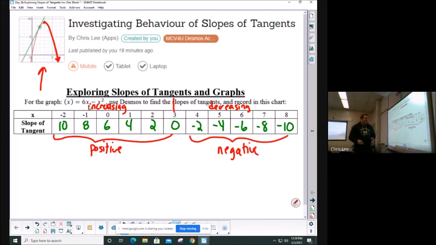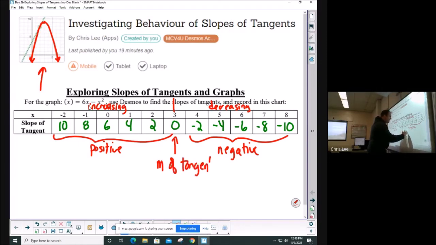And obviously between positive and negative is the spot where we're at our maximum. So this is increasing all the way up here. And then we get to our maximum. And our maximum is where it changes from increasing to decreasing. So it changes from positive to negative. And so here, the slope of the tangent at the maximum is 0.